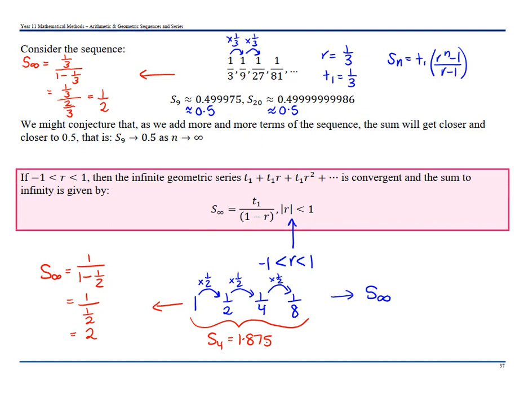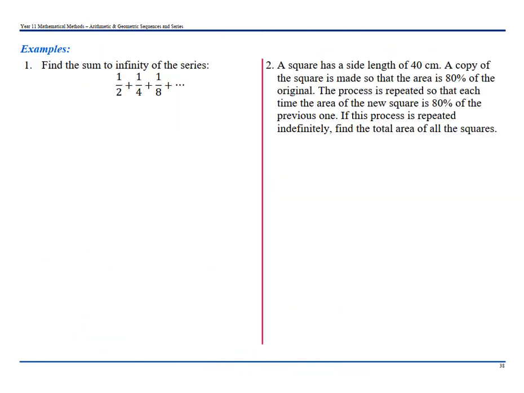1.875. Okay, if we went one more term, times by a half, that'd be 1 over 16. So S5 would be add 1 over 16 and we get 1.9375. So you can see that it's converging on that value of 2. So let's look at some more examples.